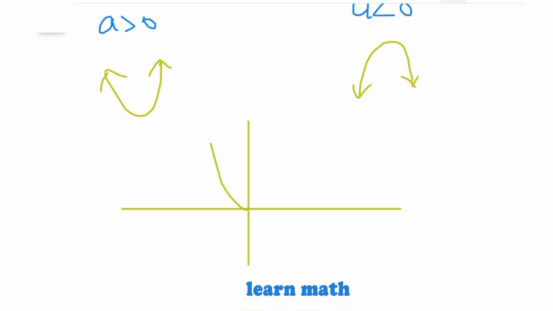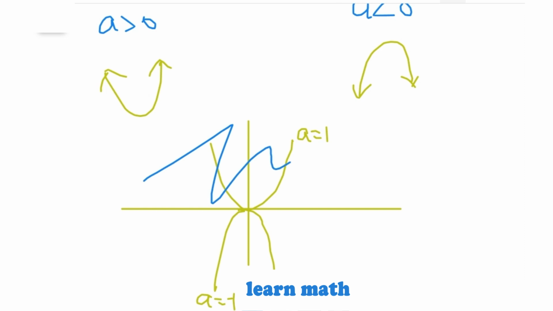If A is equal to 1, it will be like this, right? And if A is negative 1, it will be a symmetrical mirror. And when does it shrink upwards? Which region? When does it shrink? When A is greater than 1.